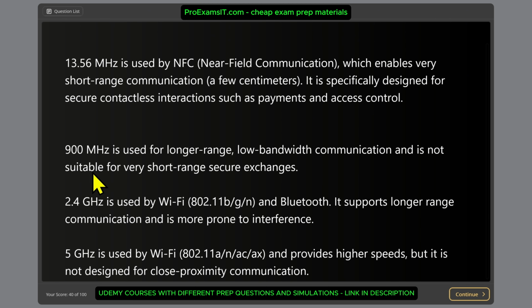We have 900 megahertz. This is used for longer range, low bandwidth communication. It's not suitable for very short range secure exchange. We have 2.4 gigahertz. This is used by Wi-Fi and Bluetooth, it supports longer range communication, and it is more prone to interference. And we have 5 gigahertz, which is used by Wi-Fi 802.11a, AC, and AX, and provides higher speeds, but it is not designed for close proximity communication.